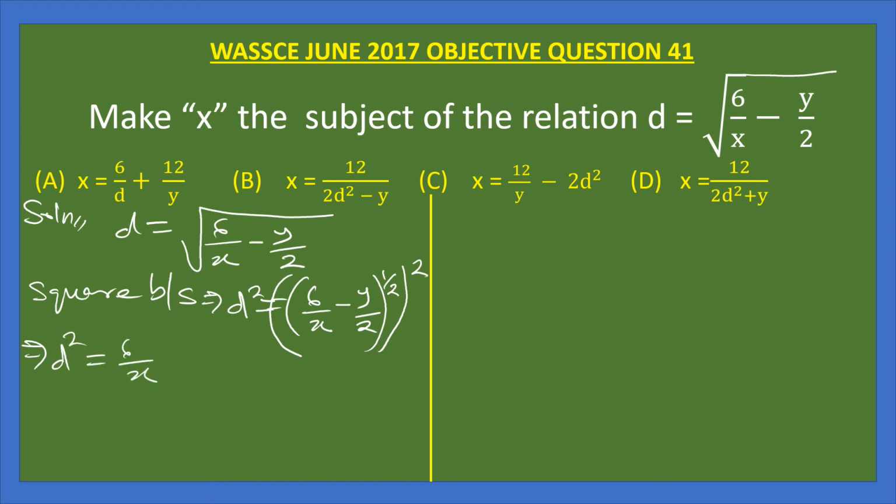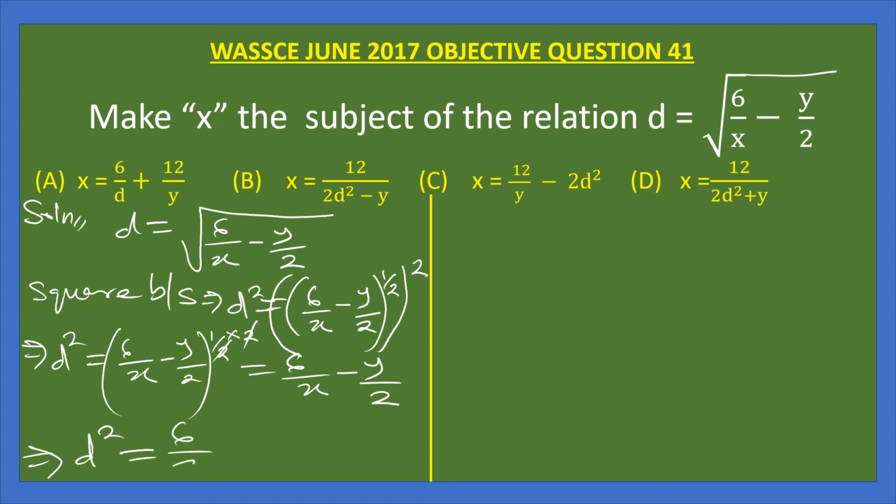Now this gives us d squared as equal to what? 6 over x minus y over 2. We now have half because this square root sign also means half, so times 2. These 2 will cancel. This now gives us 6 over x minus y over 2, which makes our d squared equal to what? 6 over x minus y over 2. Now from here, what do we do? We want x to be alone.